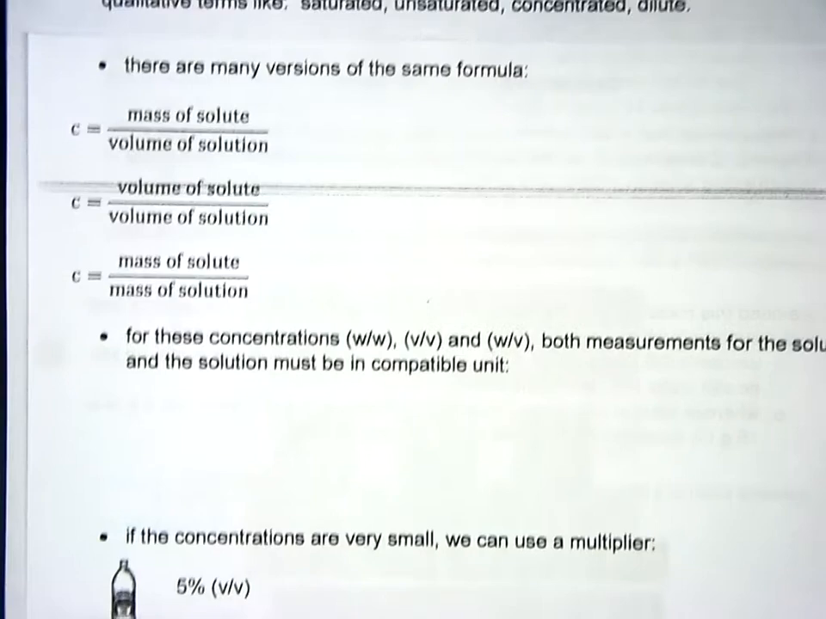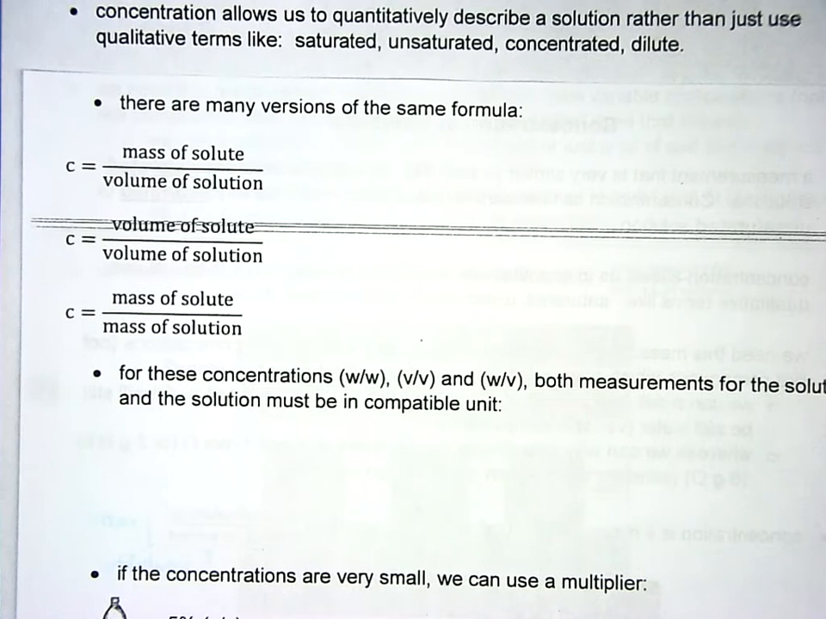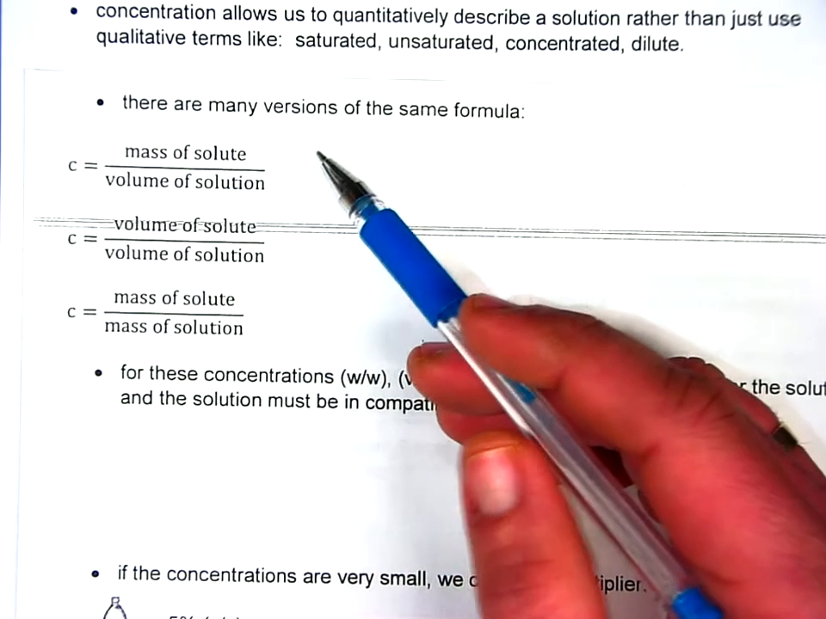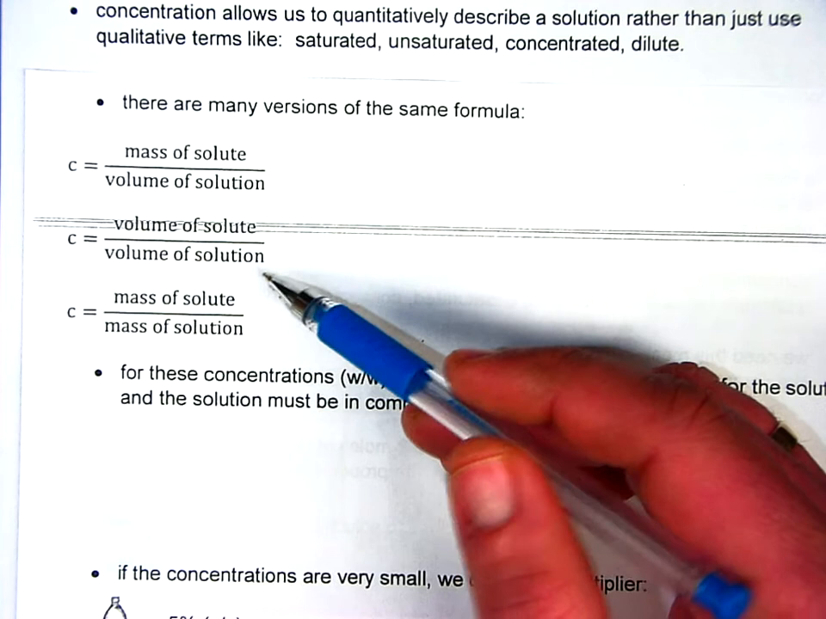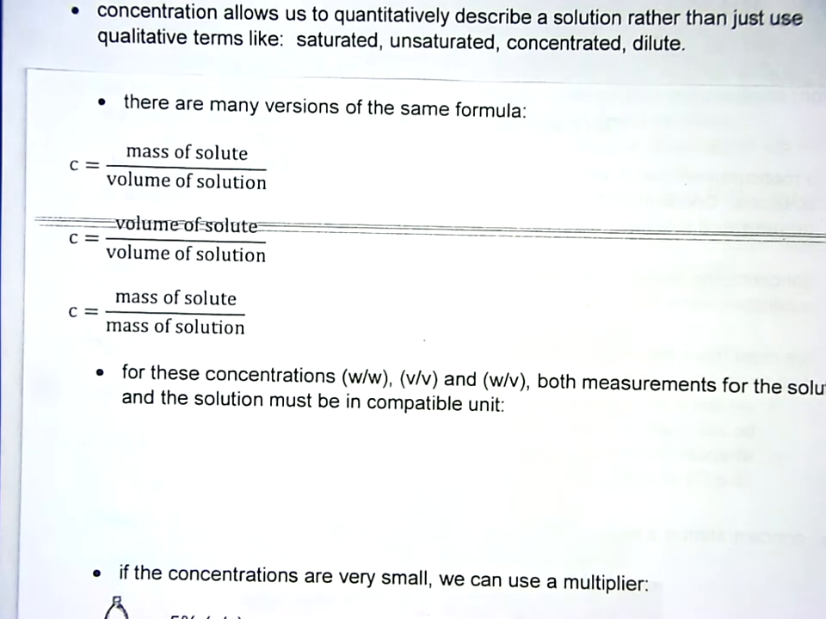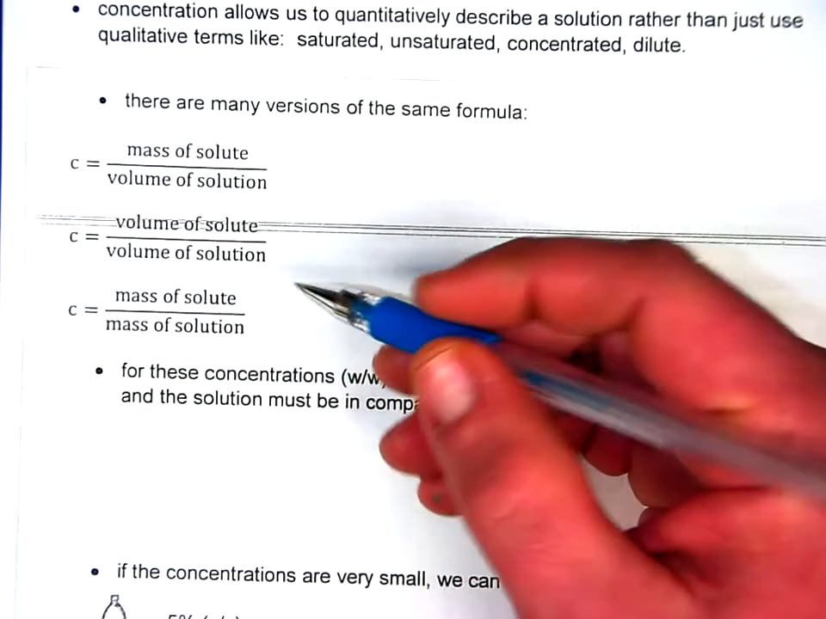On the back of the page we have different versions. I'm just going to go through this briefly. We can have the mass of the solute versus the mass of the solution, the volume of the solute versus the volume of the solution, and then finally the mass of the solute versus the volume of the solution. We'll start with these ones, a little bit easier.